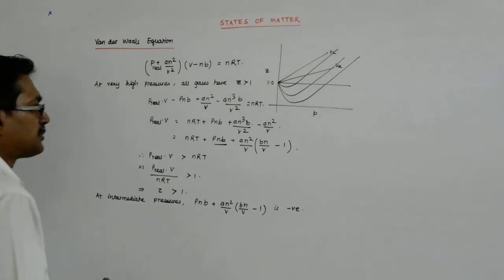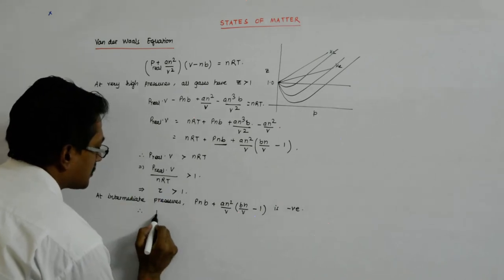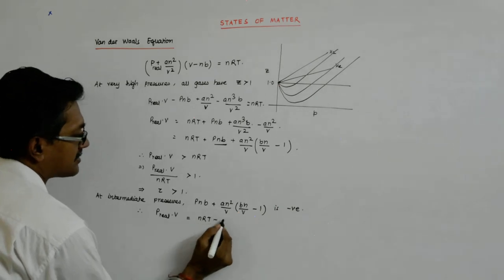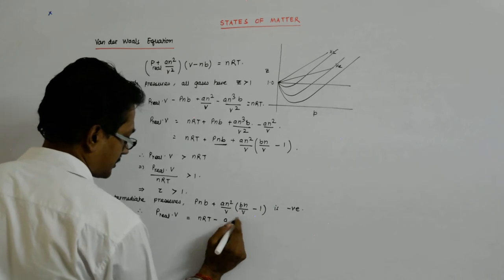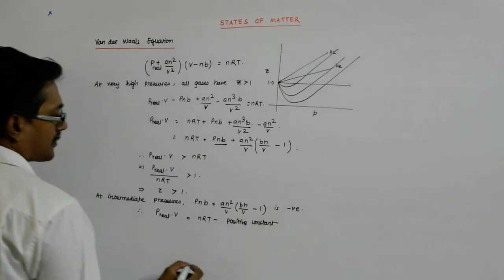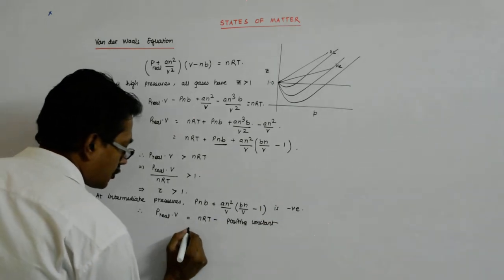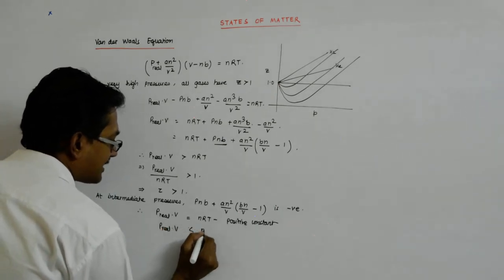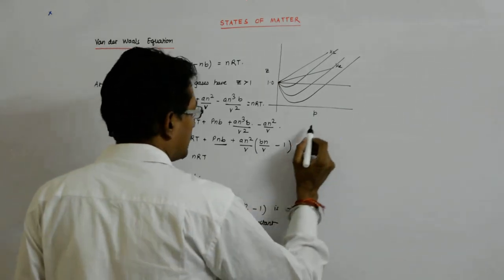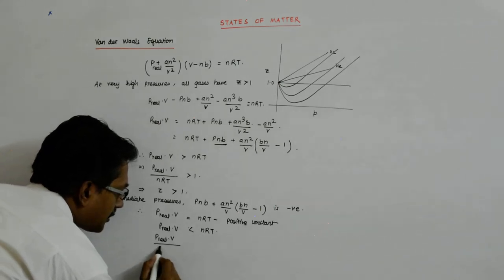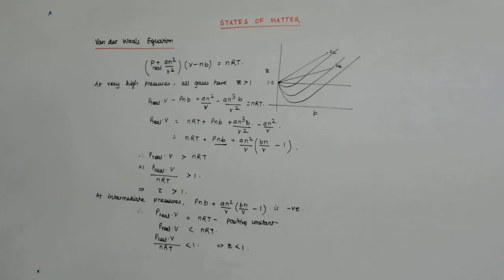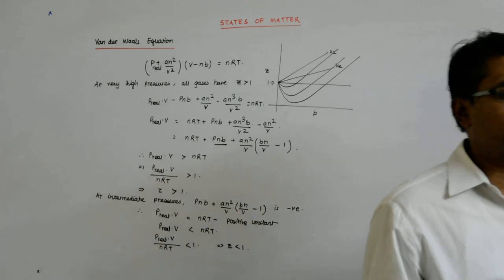Okay. So what happens? Therefore, P real into V is equal to nRT minus a positive constant, or you can say plus a negative constant. Okay, so what do I get? We get P real into V is less than nRT. What does that mean? It means that P real into V upon nRT is less than 1. It implies that Z is less than 1. Intermediate pressures is not very low, not very high, a moderate kind of pressure.